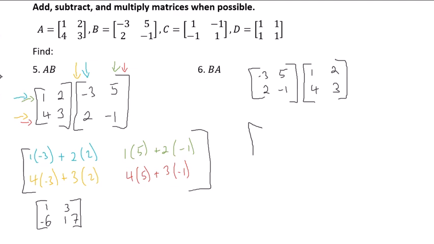Start by drawing my matrix box. All right. So row 1 by column 1. So we have -3 times 1 plus 5 times 4. Okay, and then we do row 1 by column 2. And so that's -3 times 2 plus 5 times 3.